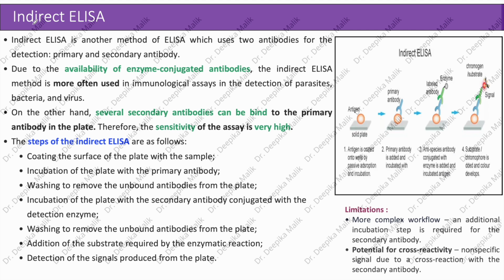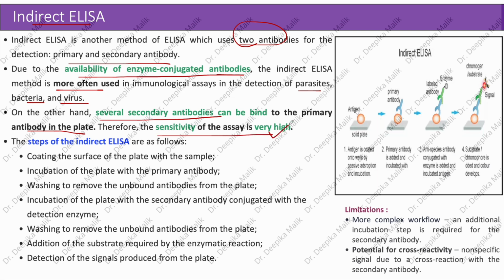Indirect ELISA. It is another method of ELISA which uses two antibodies for the detection, primary and secondary antibody. Due to the availability of enzyme-conjugated antibodies, the indirect ELISA method is more often used in immunological assays in the detection of parasites, bacteria, and virus. On the other hand, several secondary antibodies can be bound to the primary antibody in the plate. Therefore, the sensitivity of the assay is very high.